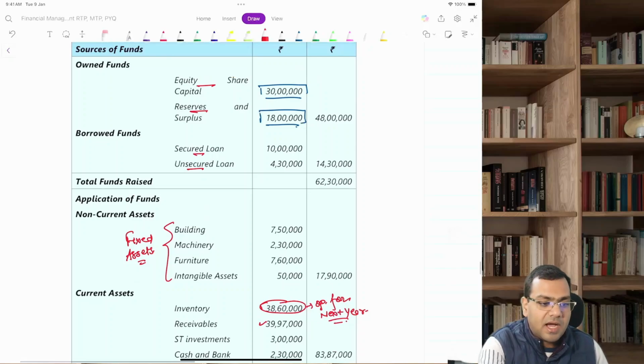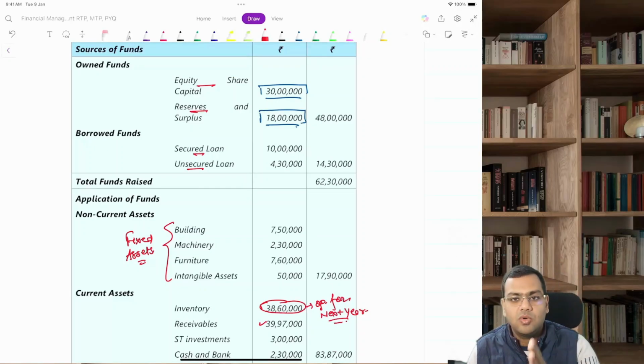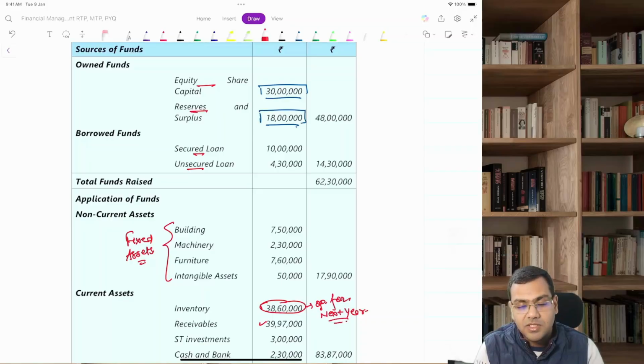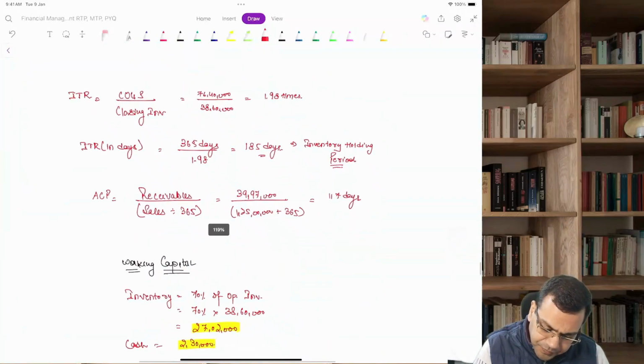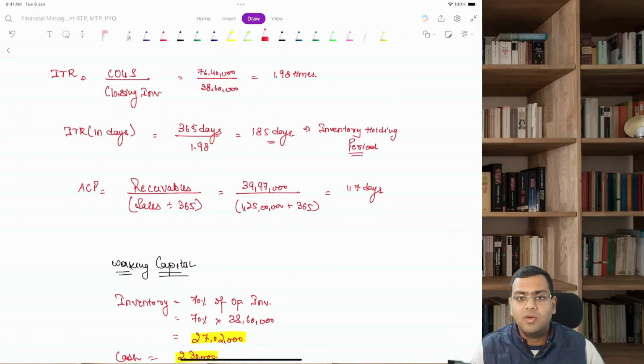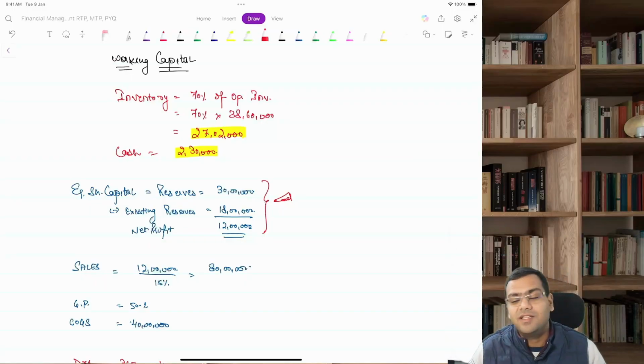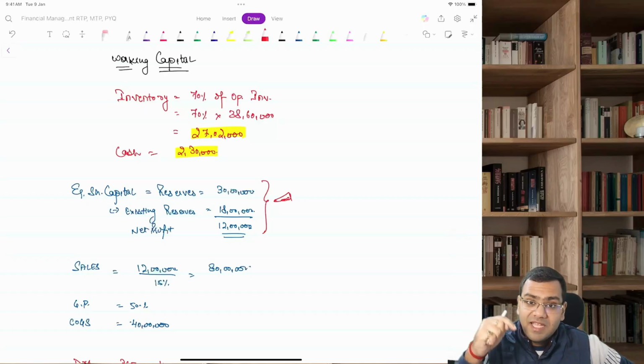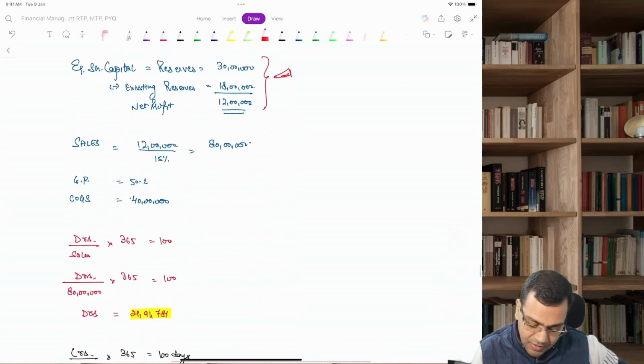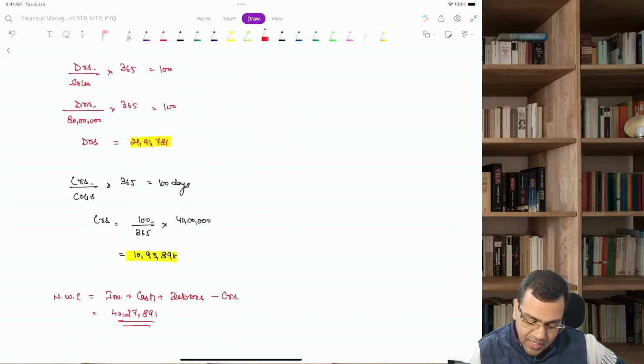So with this, we are done with the case study of ratio analysis, a very important case study. After this part, please go through this case study once again, go through all the solutions once again. I'll show here ITR calculated, ITR in days calculated, then we have calculated our average collection period, then we have calculated the working capital. For working capital, inventory, cash was same, and for the debtors we required the sales. For sales we required the net profit, so we calculated the net profit first as a difference between the existing reserves and the new reserves, right? So this is debtors, this is creditors calculation, and finally the net working capital.